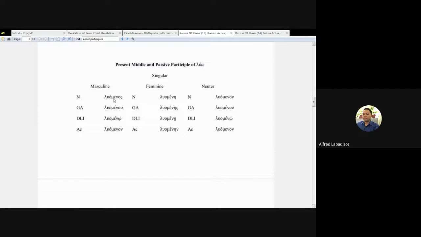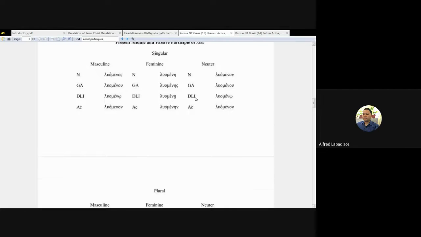Then luomenou, luomeno, luomenon. For the feminine, it's luomene, luomenes, luomene, and luomenen. For the neuter, luomenon, luomenou, luomeno, and luomenon. That's for the singular.